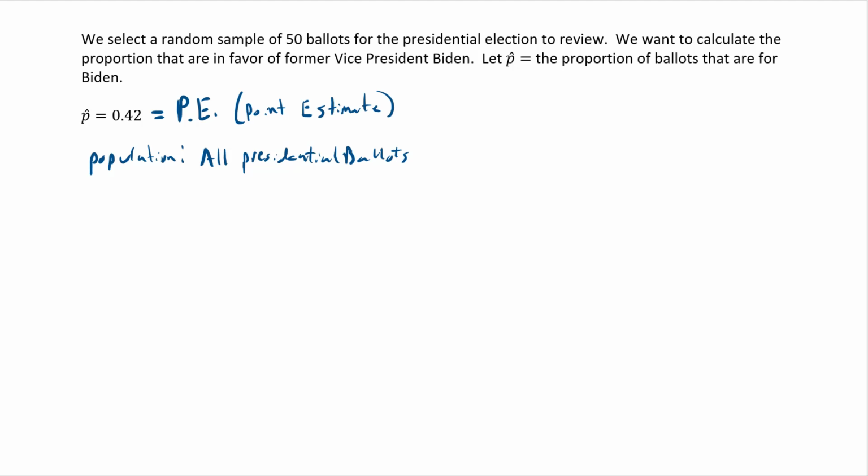Now, what's our parameter? Our parameter, in this case, is the true proportion of ballots that are for Biden. Okay, so our parameter is the true proportion of ballots for Biden.